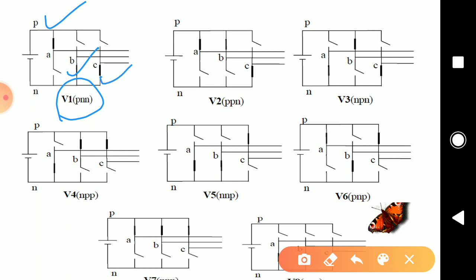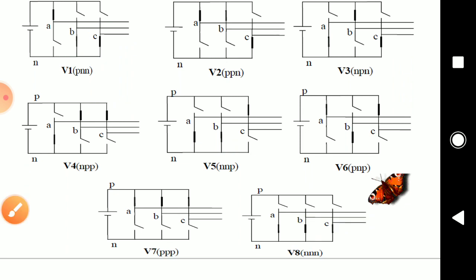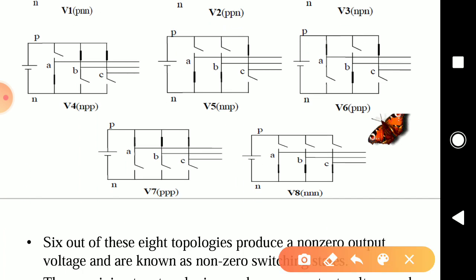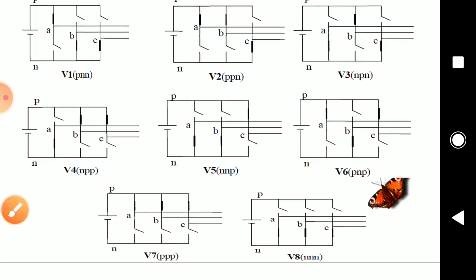Look at V2. In V2, it is PPN. What does that mean? In the first leg P, second leg P, third leg N, and the remaining switches will be off. V3 is NPN. V4 is NPP. V5 is NNP and so on. And V6 is PNP. Look at the last two topologies: PPP and NNN. Okay, so these are the 8 topologies. You have to study them in order.